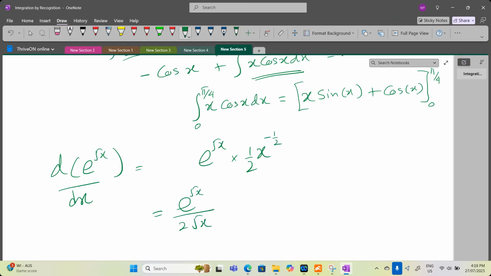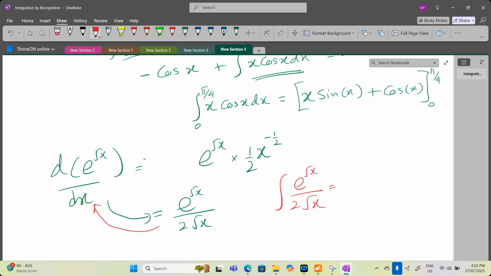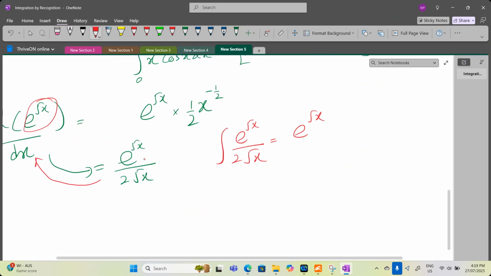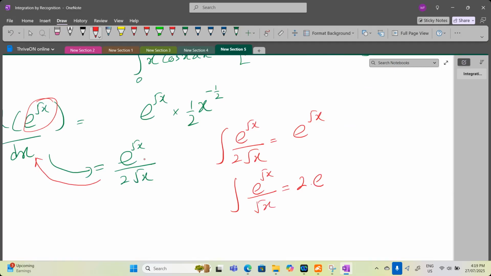Now, when you differentiate this, you get this. How about if you go back? You should get that. So I write the antiderivative of e to the root x over 2 root x should be equal to e to the root x. Because when you differentiate this one, you get this, and if you anti-differentiate, you should get back this one. The good news is now we can get rid of the 2 if you want, by multiplying here like this. The antiderivative of e to the root x over root x is 2 times e to the root x.